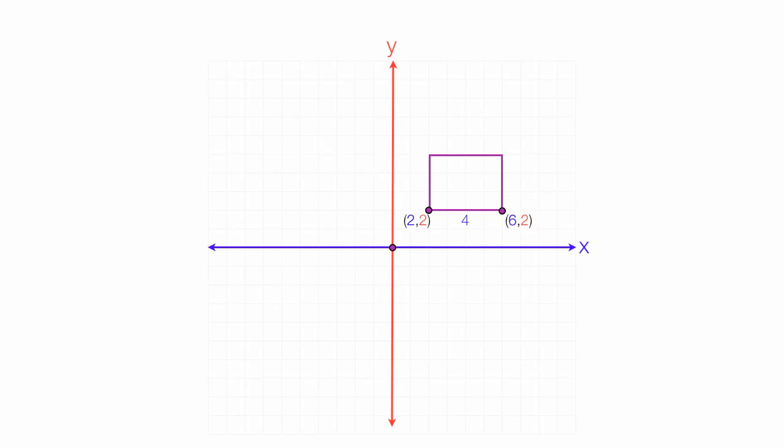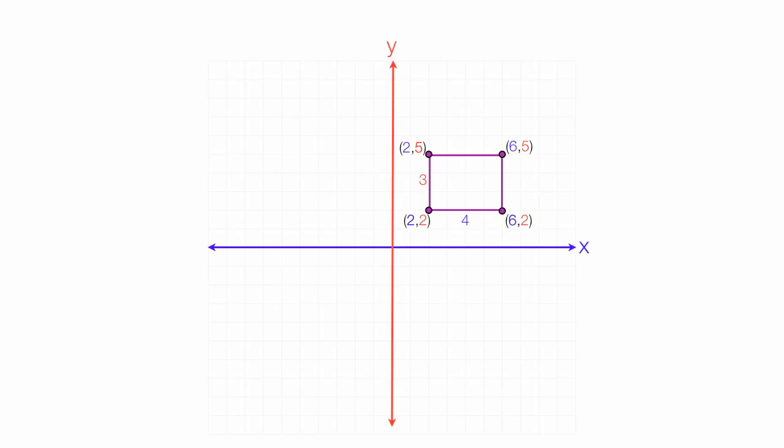Now if I go over 2 again, and up 5 this time, so I go up 2, 3, 4, 5, and I'll label that point 2, 5, then the vertical distance is 5 minus 2, which is equal to 3. That's the vertical distance, or the height. And that's how you would measure distances of rectangles and squares. Now the last point, just to fill it in, is I move over 6 and I go up 5, so that point is labeled 6, 5.